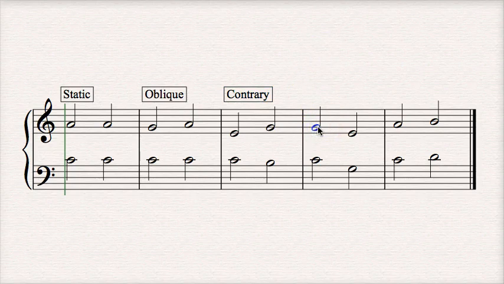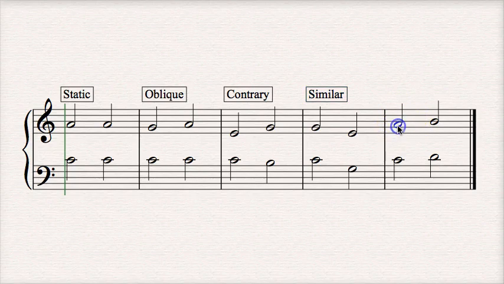The fourth type that we have labeled here is known as similar motion. And that's when the two voices are moving in the same direction, but not necessarily the same distance. You'll notice in this case, the upper voice is moving down by a third, specifically a minor third, whereas the lower voice is moving down by a fourth, specifically a perfect fourth.